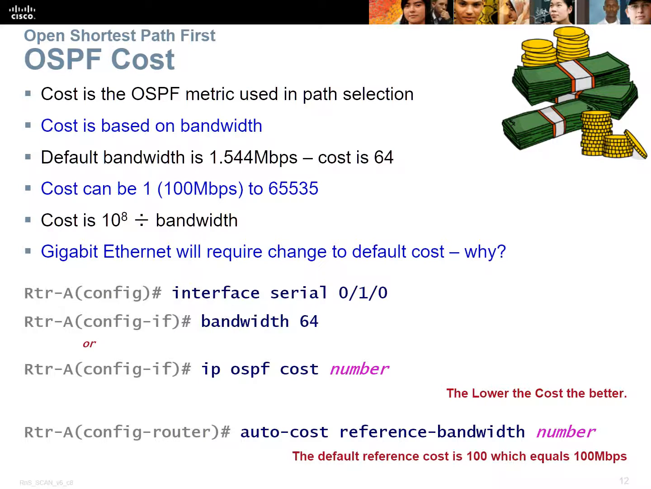Remember that cost is all about money. So if you've got to get from A to B, do you want to pay lots of money to get there, or save your money and do it on the cheap? That's what OSPF wants to do. It wants to get there on the lowest cost.